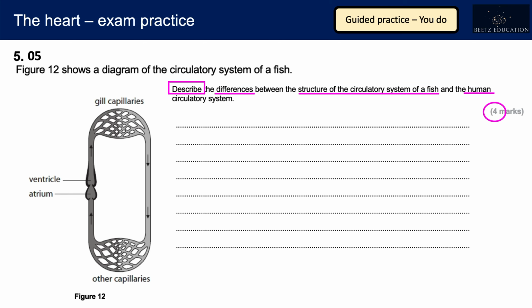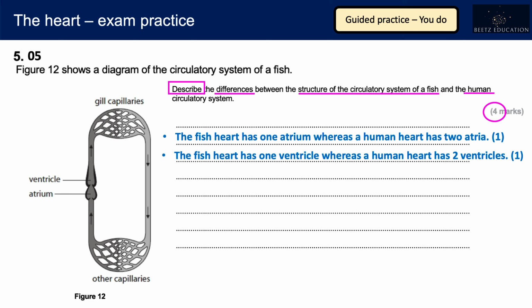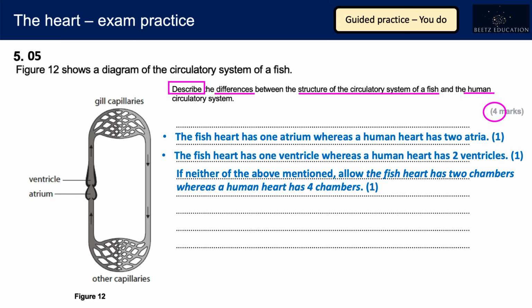Right, so if we were debugging the question, that's the command term and all of the keywords underlined. You will get 1 mark for referencing that there is only 1 atrium in the fish, but 2 atria, which is plural of atrium, in a human. Same can be said for the ventricles. Okay, 1 in the fish, 2 in a human. If you've not got a mark so far, but you've said there are 2 chambers in the fish heart, but there's 4 in a human, you can have a mark just for that alone. Okay, so that's an alternative 1 mark to these 2 here.